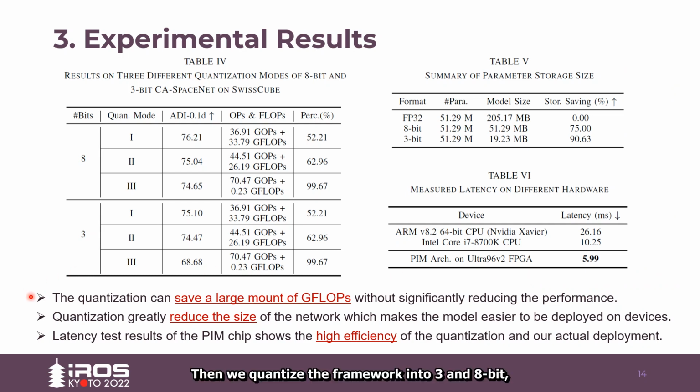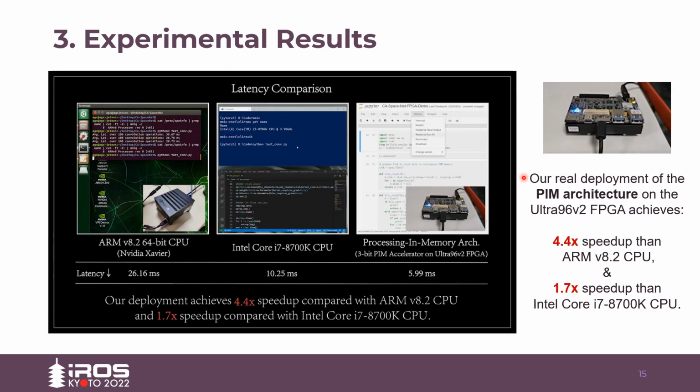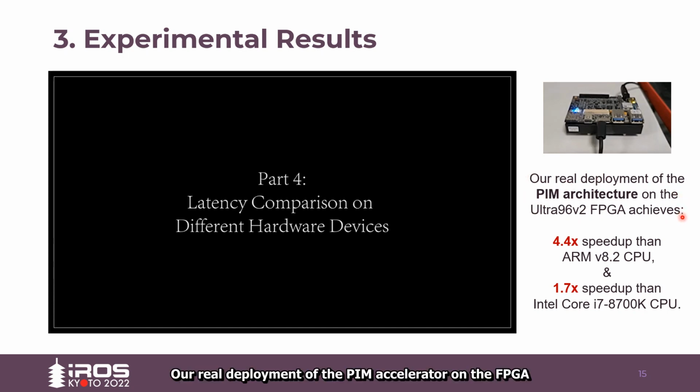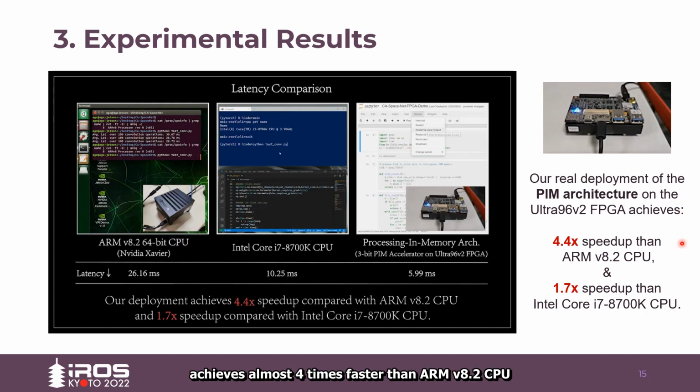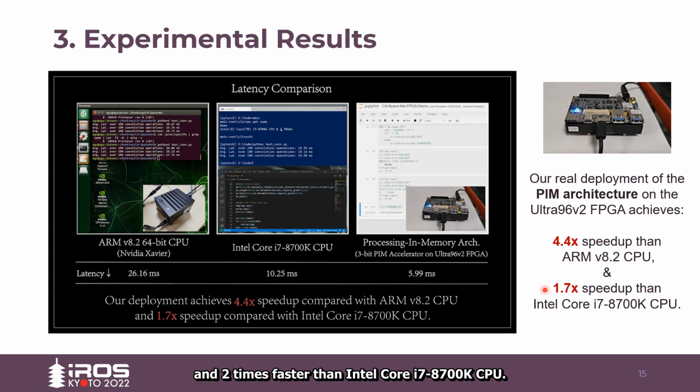Then we quantize the framework into 3 and 8-bit and deploy part of the quantized network to a PIM accelerator on FPGA. We evaluate the performance of the deployment from the aspects of GFLOPS saving ratio, model size, and latency. Experimental results confirm the superiority of our strategy. Our real deployment of the PIM accelerator on the FPGA achieves almost 4 times faster than the ARM CPU and 2 times faster than the Intel Core i7 CPU.